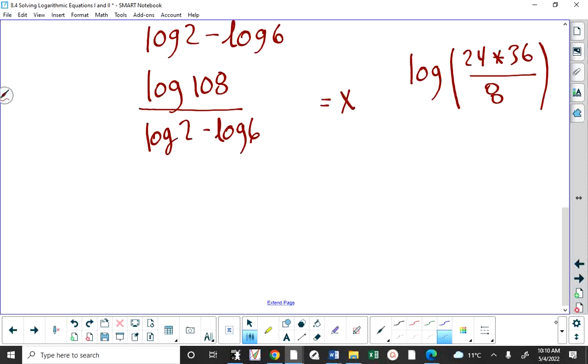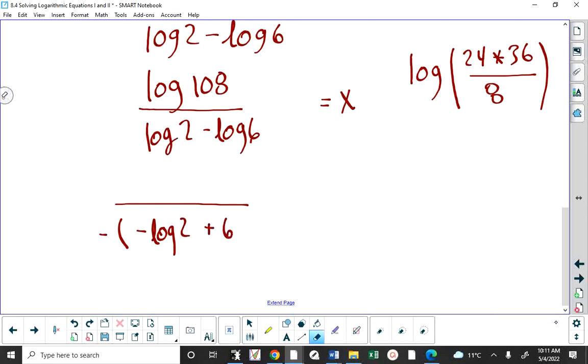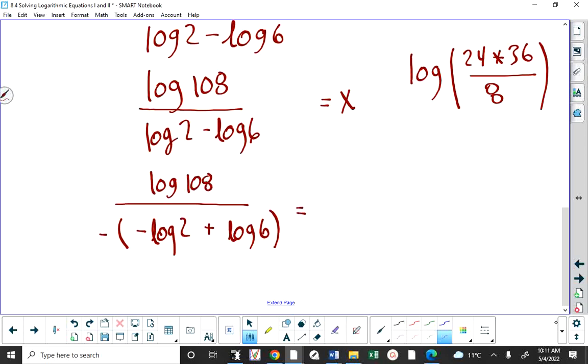So how do I do that? Well, what I could do is factor a negative out of the bottom, and the log 2 becomes negative log 2, and the negative log 6 becomes positive log 6. And then I can choose to put that negative wherever I want. Maybe I'll put it right in front of the whole thing, and I'll have log of 108.